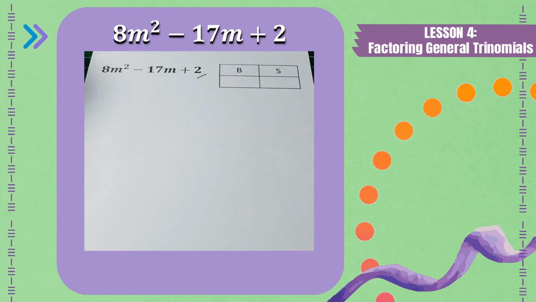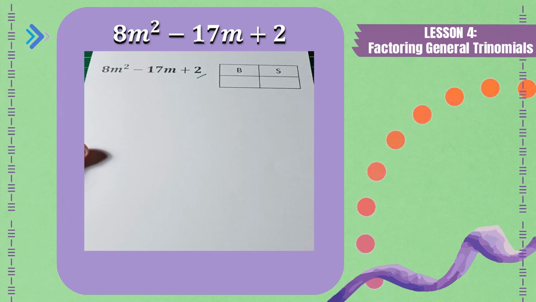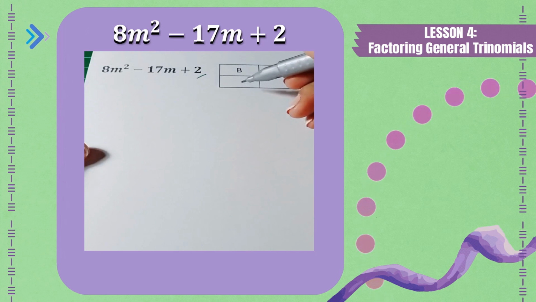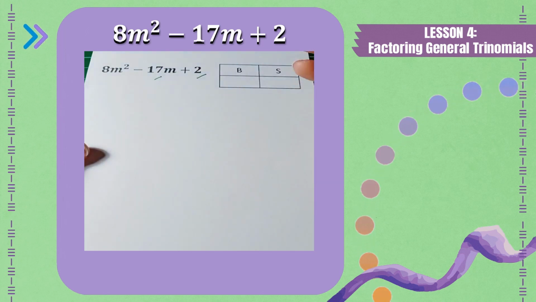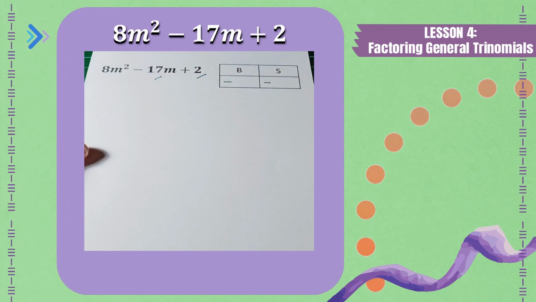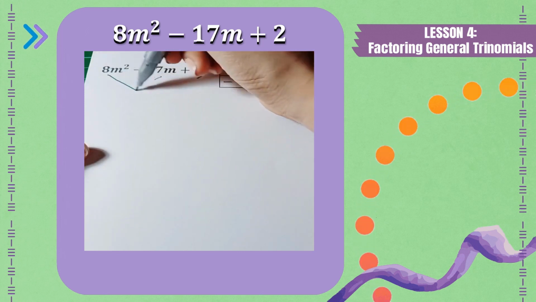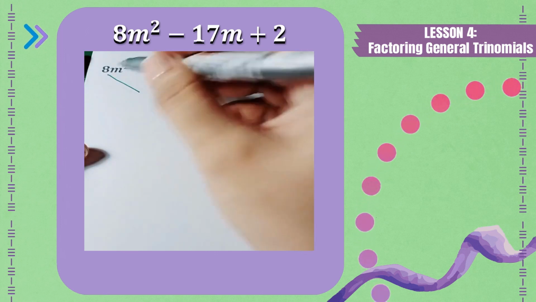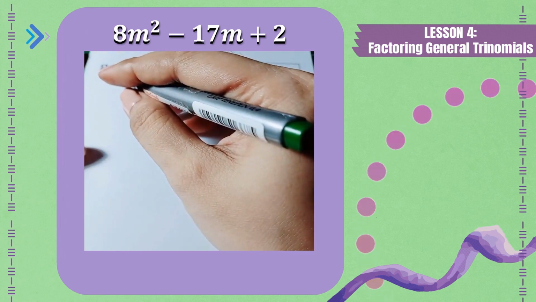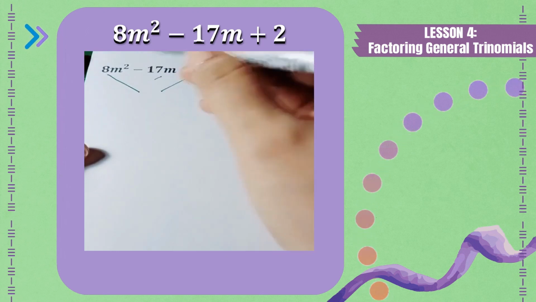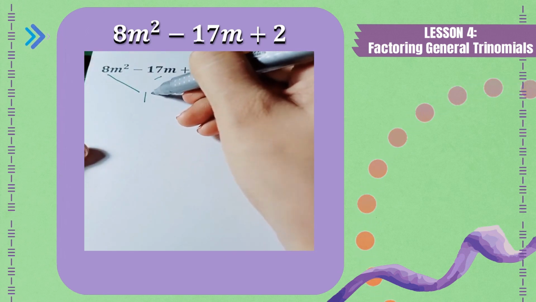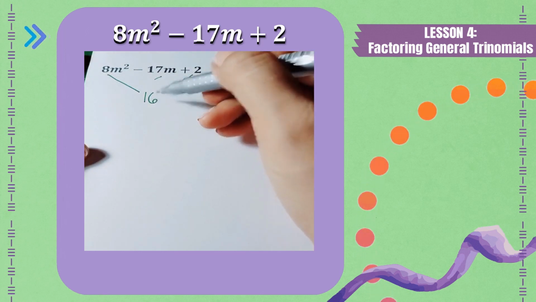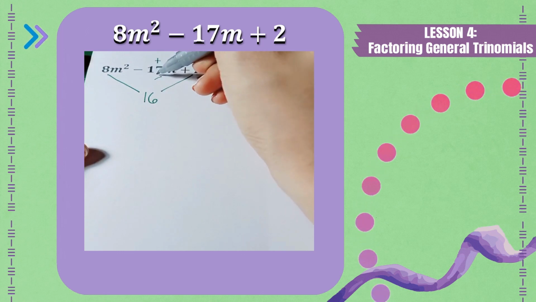So, the given is 8m squared minus 17m plus 2. So, the last term is positive, therefore, pareho sila ng sign. Look at the middle term. So, pareho silang negative. So, again, multiply the first term of the trinomial to the last term of the trinomial. So, yung numerical coefficient nung first term dun sa number sa huling term. So, 8 times 2, the answer is 16. So, isip tayo ng factors ni 16 na kapag inadd, ang magiging sagot ay si 17.